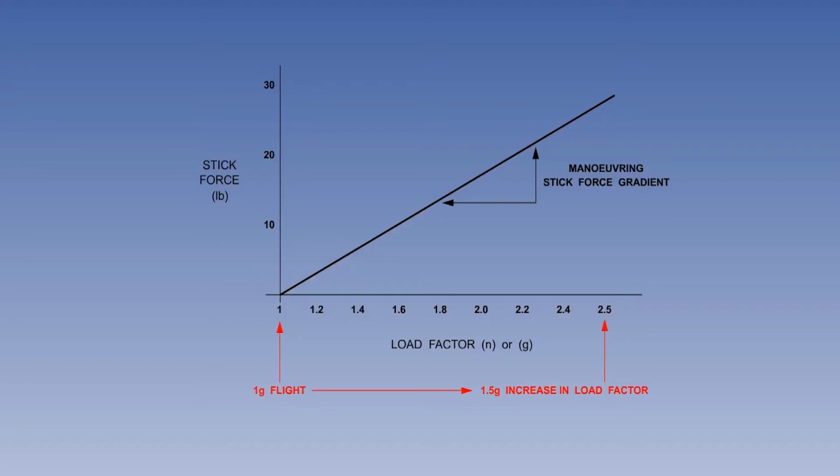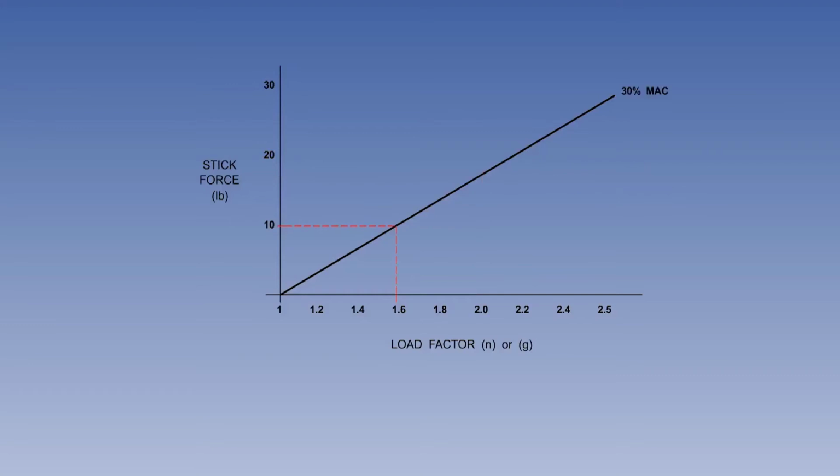The graph shows a typical stick force gradient. A load factor of 1.6 G requires a 10-pound pull force, and a load factor of 2 G requires a stick force of 18 pounds. These stick force values don't represent any particular aeroplane and are just sample values.